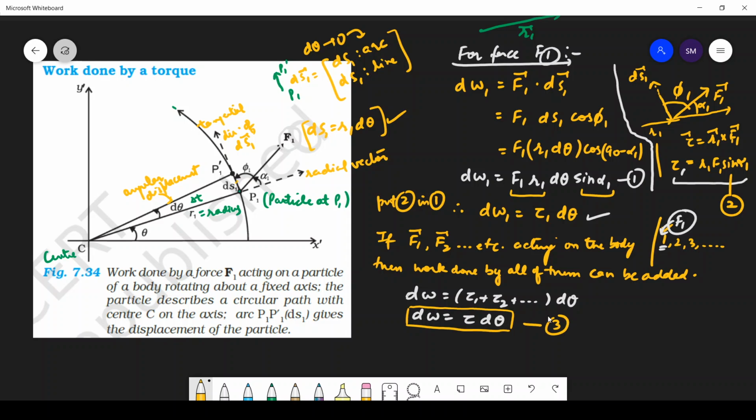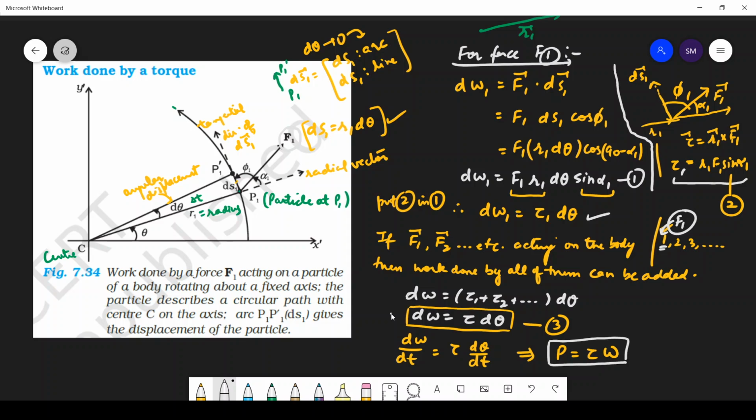Let us call it equation number 3. Now differentiating this equation on both sides with respect to t, we get dw by dt is equal to tau, which is constant, times d theta by dt. So what do you get here, students? What is dw by dt? That is your instantaneous power, right? So I can rewrite this equation as power is equal to tau into omega, since d theta by dt is angular velocity. That's the formula you have got.